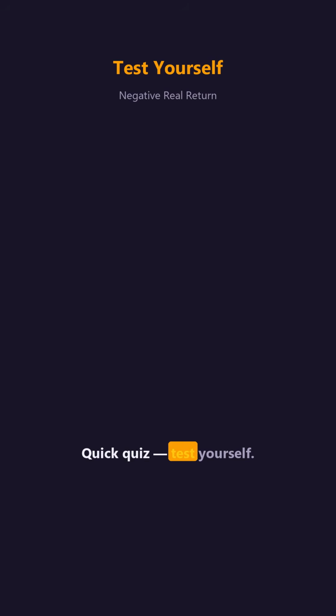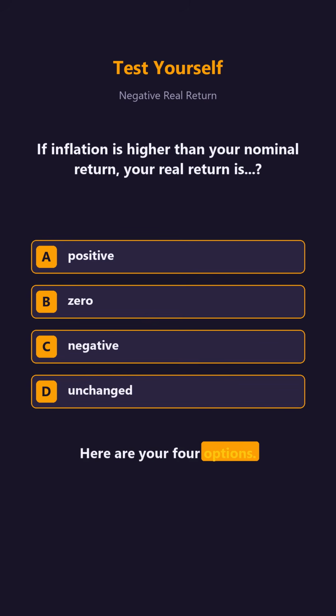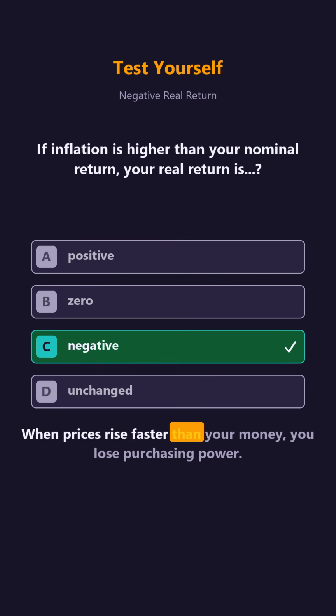Quick quiz, test yourself. If inflation is higher than your nominal return, what happens to your real return? Here are your 4 options. Pause the video and solve it now. The correct answer is C, negative. When prices rise faster than your money, you lose purchasing power.